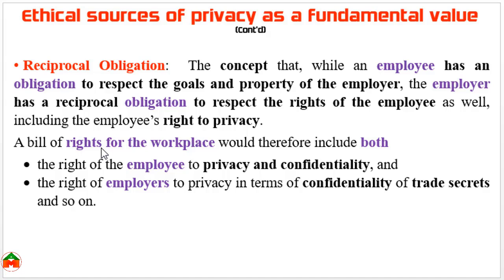A Bill of Rights for the workplace would therefore include both the right of the employee to privacy and confidentiality and the right of employers to privacy in terms of confidentiality of trade secrets and so on. That means in the consideration of reciprocal obligation, the rights in the workplace focus on the rights of both parties, employee and employer. The right of the employee is privacy and confidentiality, and the right of the employer is privacy in terms of confidentiality of trade secrets.